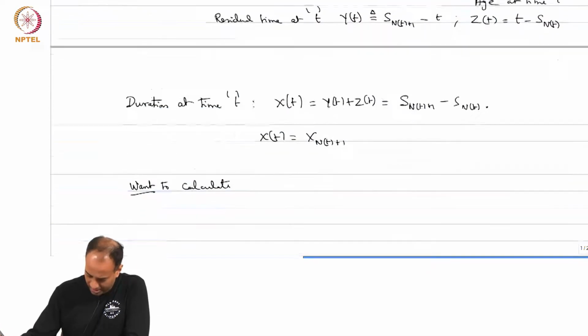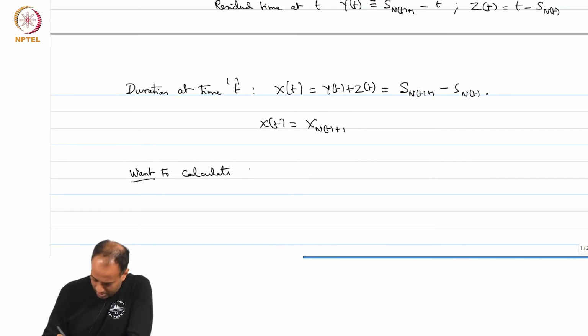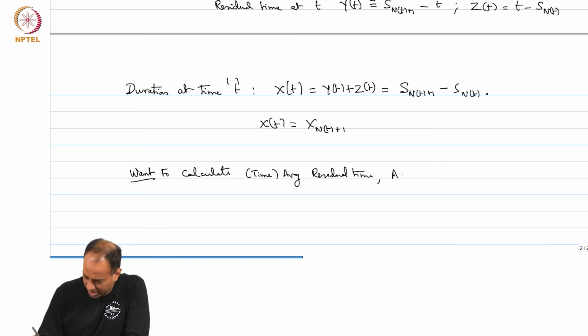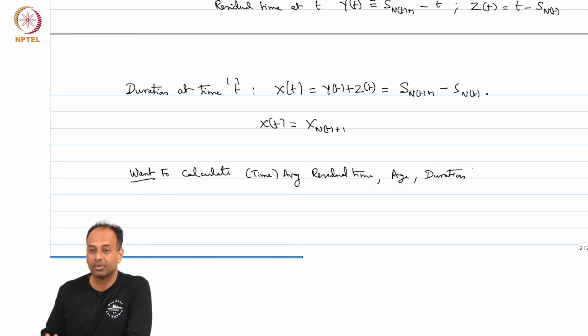I want to calculate time average residual time, time average age and time average duration. Okay. Later we will also calculate ensemble average residual life, ensemble average age, ensemble average duration. Of course, the answers will be the same. Okay.